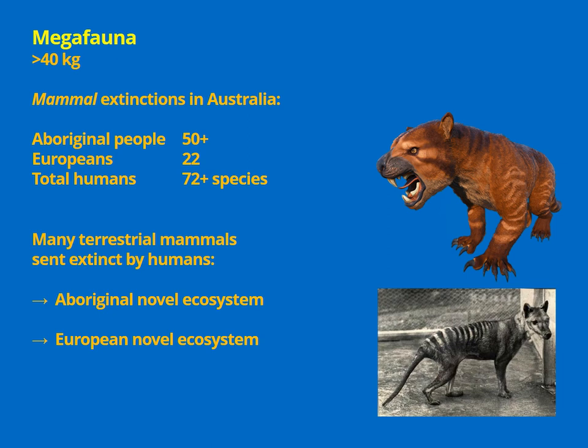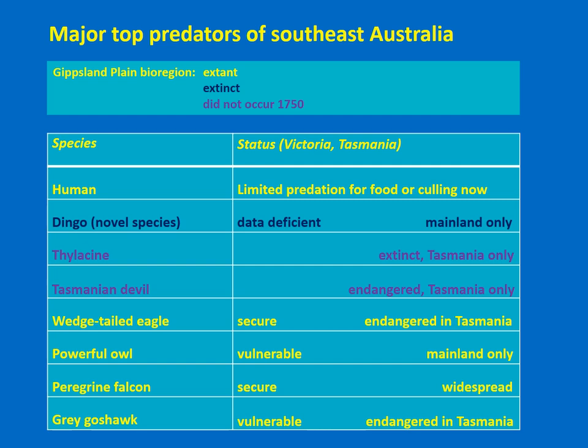Most of the flora and fauna of Australia have survived this transition to novel predators. Relatively few species have gone extinct. So the major top predators of this region are listed there. I'm also indicating on this table the species that occur in the Gippsland Plain bioregion of Victoria. Victoria has some 28 bioregions, each of which has its own distinctive trophic ecology. And this is the Gippsland Plain shown here, but also in the context of the entire predator fauna.